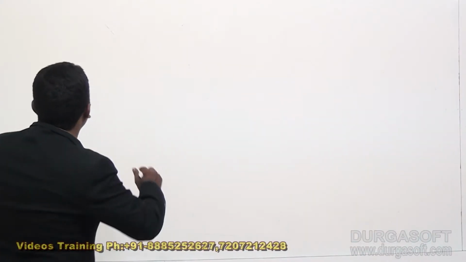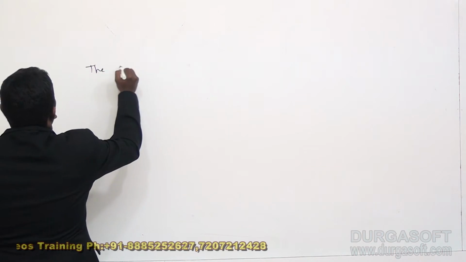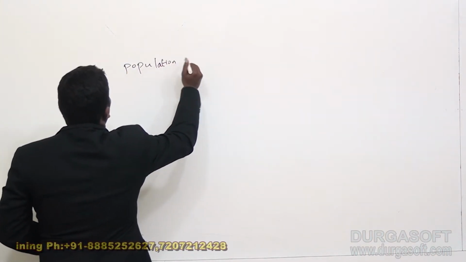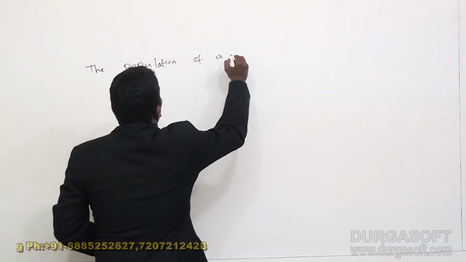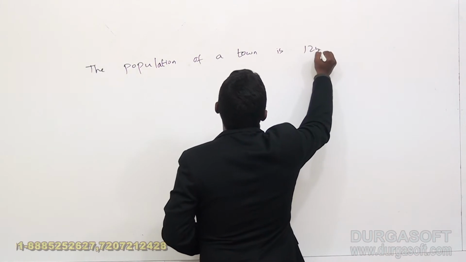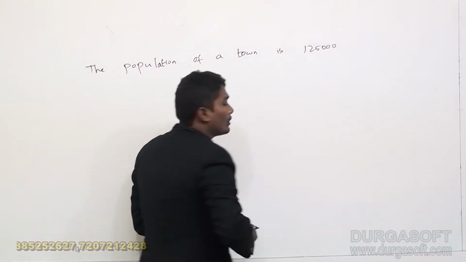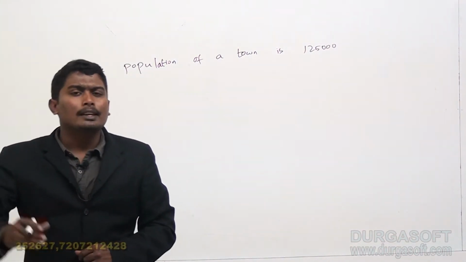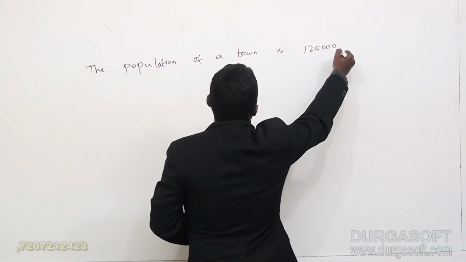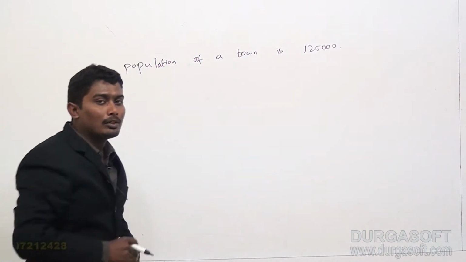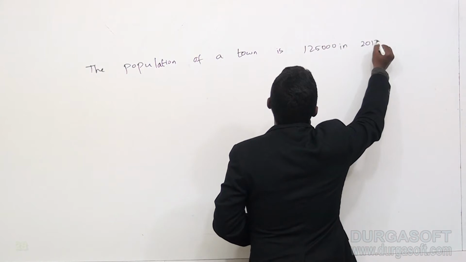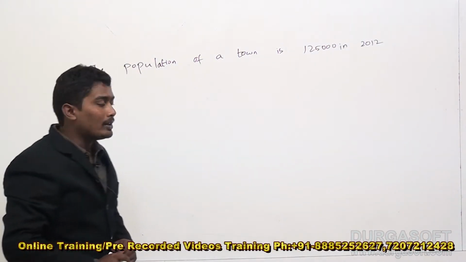Next question: the population of a town is 1,25,000 in the year 2012.